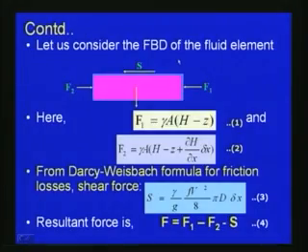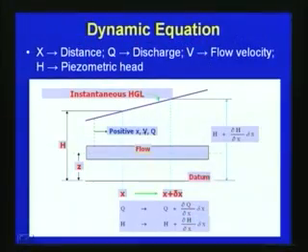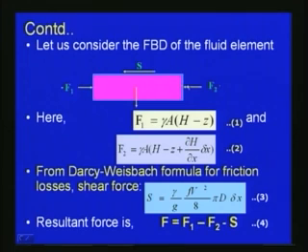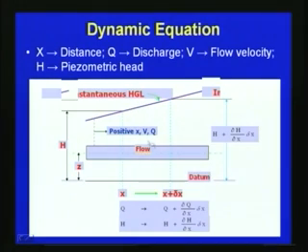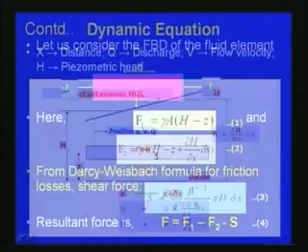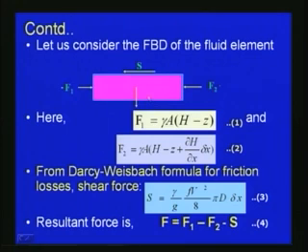Now if we consider the free body diagram of the fluid element, we consider a system between sections 1 and 2. The forces acting are the pressure force F1 in this direction, F2 in this direction, a shear force S, and the weight of the fluid element. Here we assume that the pipe is horizontal, so we do not consider the weight of the fluid element in the derivation.